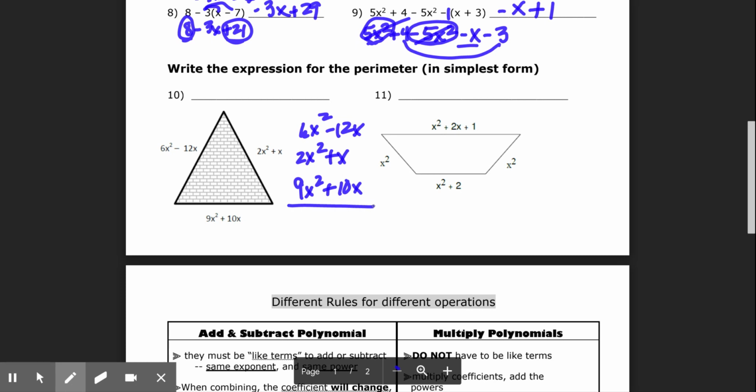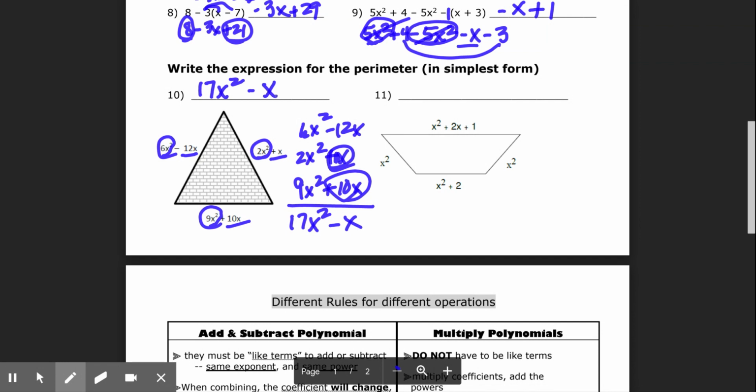So 6 and 2 is 8, and 8 and 9 is 17x squareds. And then I think I would combine the positives, so 10 and 1x. So right here, 10x and 1x is 11x, and then minus 12 is a negative x. Another thing you could do is just go around the horn and go 9x squared plus 6x squared plus 2x squared, and that gives you your 17x squareds, and then negative 12, and then you've got 10 and 1, make 11, and then minus 12 gives you a minus x.